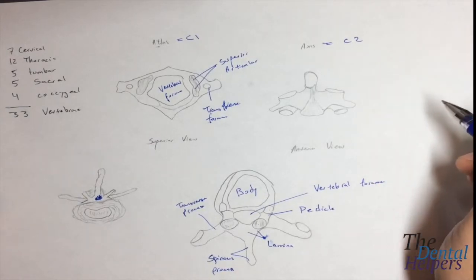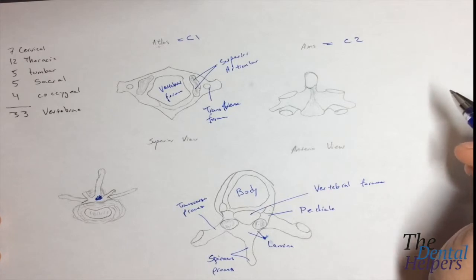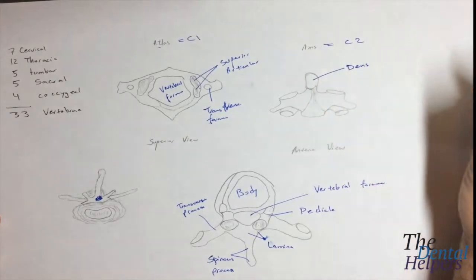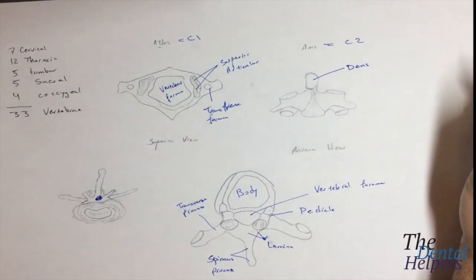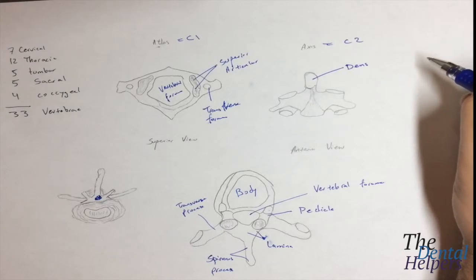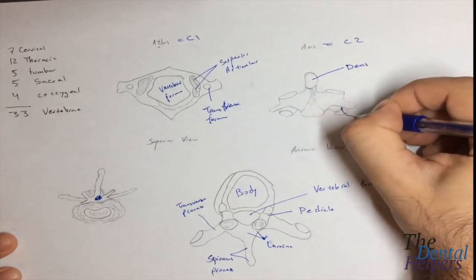Now let's move on to the axis. The important feature that's going to help you distinguish that it's an axis is this thing called the dens right here. And the dens is very important because it's going to allow for the side-to-side rotation that you see when you're shaking your head. No, it's the dens that's allowing you to do that. It's allowing that right to left rotation. Again, with this, we do have a transverse process. It's actually going to be right below here.